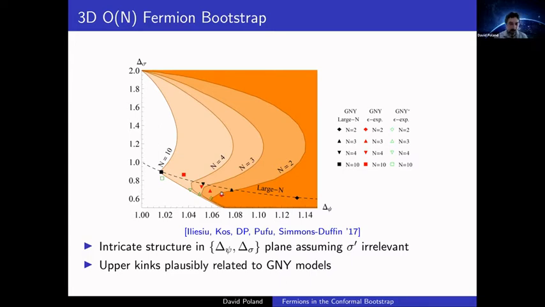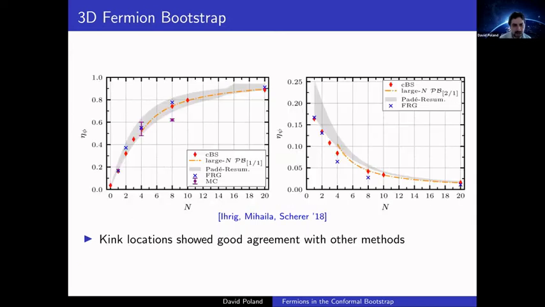And we could use their locations to get some bootstrap estimate of the CFT data. And actually, I'm going to flash a couple of plots from a nice paper by Ihrig, Mihaila, and Scherer from 2018, showing a comparison between bootstrap results and results from other methods, including large N resummations of the epsilon expansion, functional renormalization group techniques, and Monte Carlo techniques.